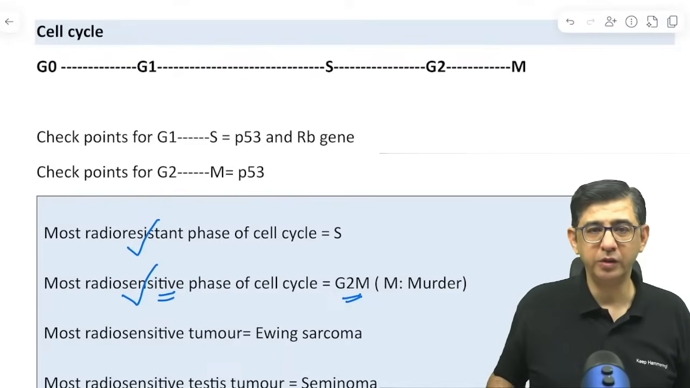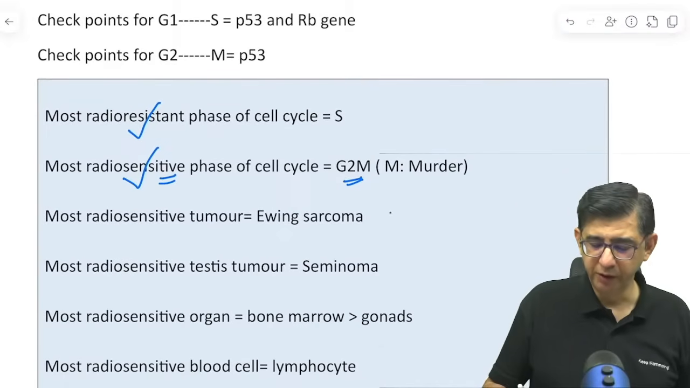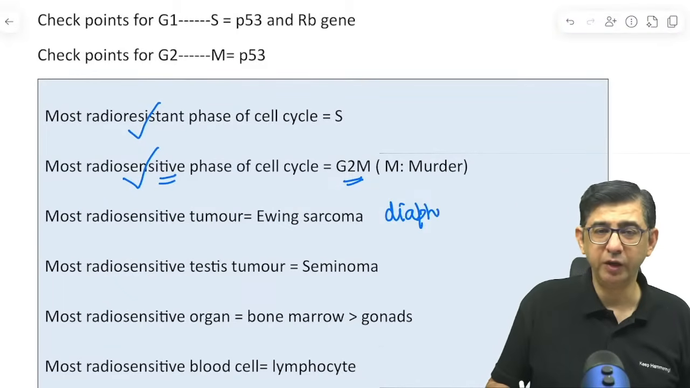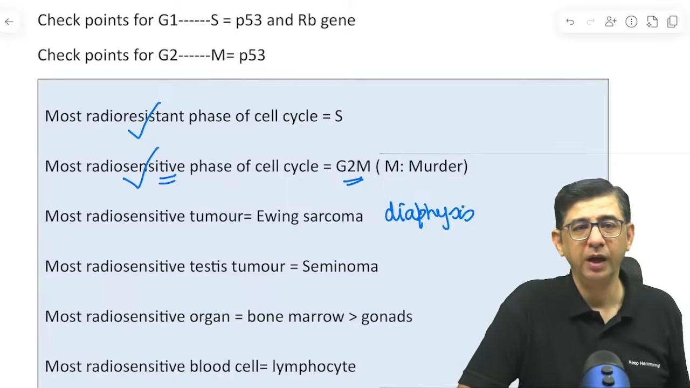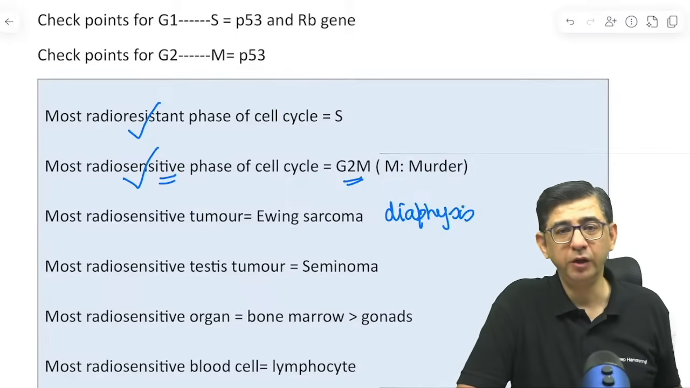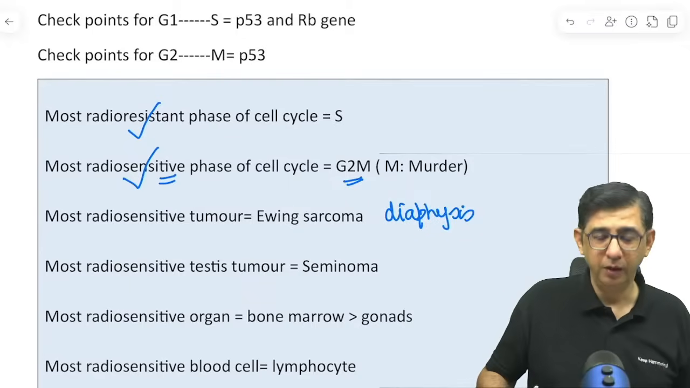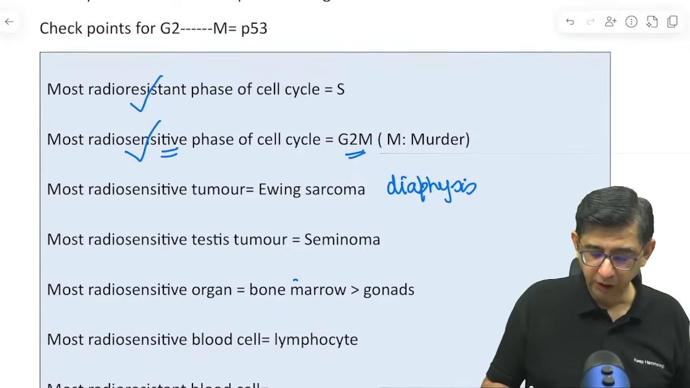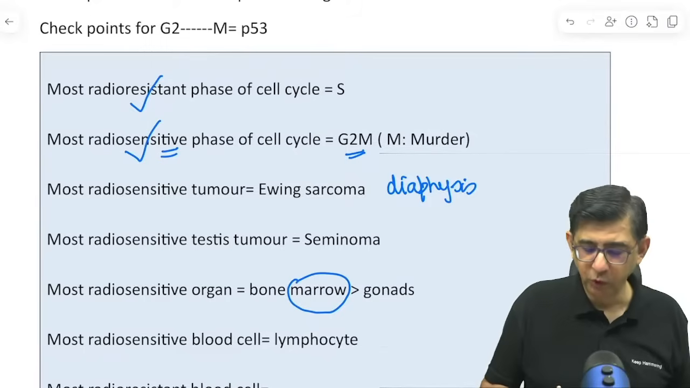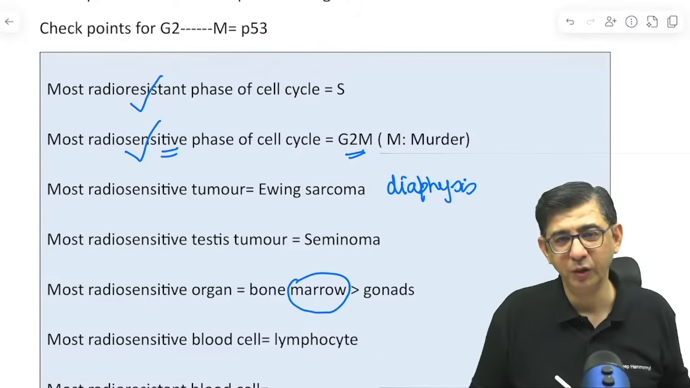Then comes the most radiosensitive tumor, which is a diaphyseal tumor, Ewing sarcoma, where we have that onion peel appearance present. Most radiosensitive testicular tumor is obviously seminoma. So इसमें गलती नहीं होगी and they're very simple. Most radiosensitive organ करके पूछा, उसने bone marrow नहीं दिया, उसने bone दे दिया और gonads दे दिया, तो आंसर चेंज हो जाएगा, gonads हो जाएगा.